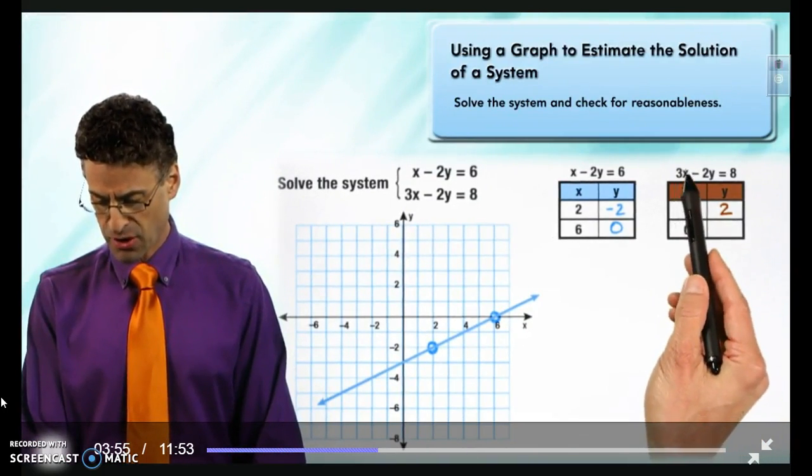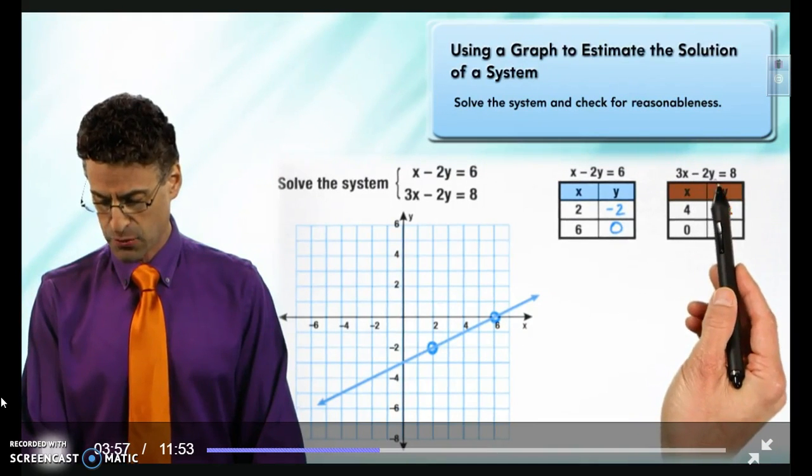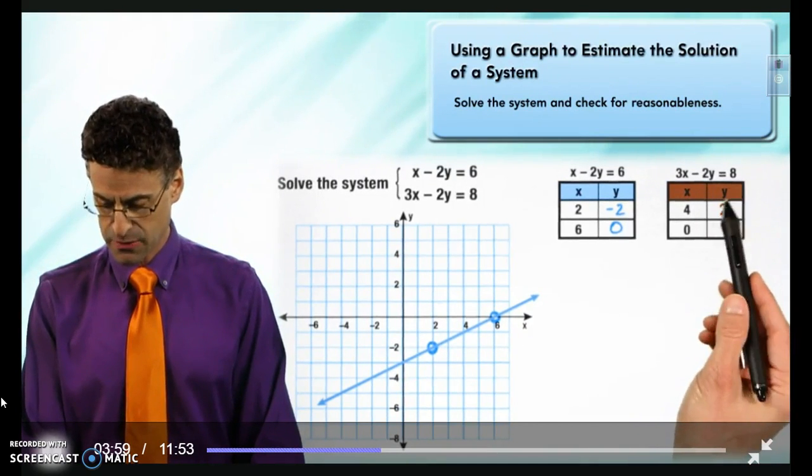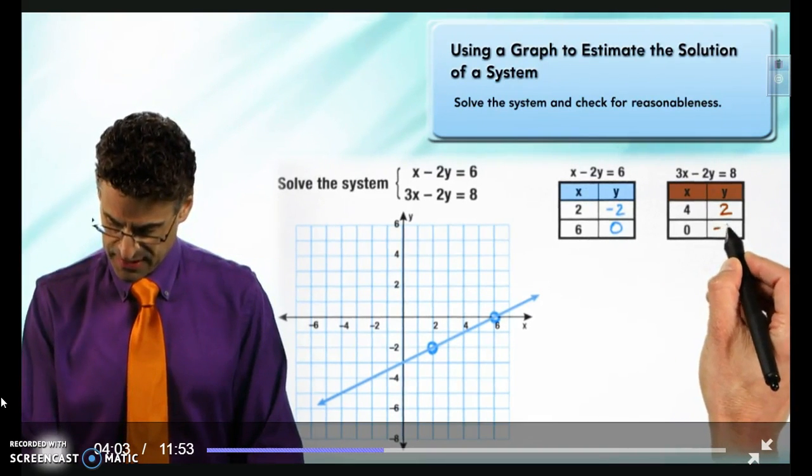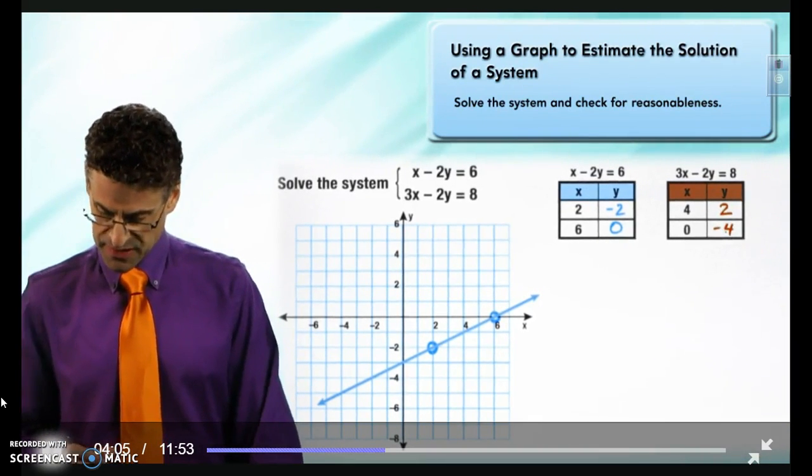If x equals 0, all that is just 0. So I have negative 2y equals 8, and so therefore y must equal 8 divided by negative 2, which is negative 4. So we can see for ourselves it's negative 4. And now we can actually plot these points.